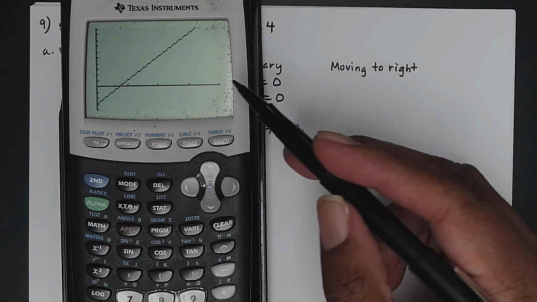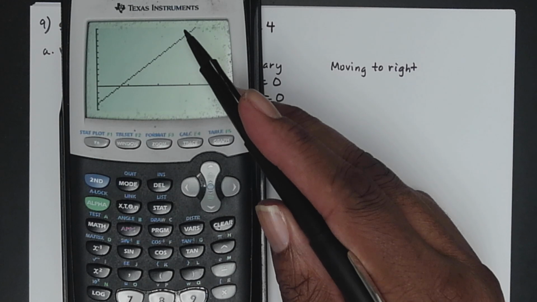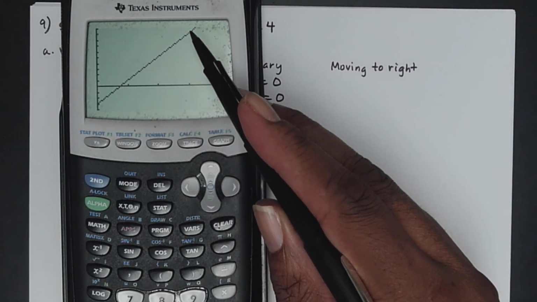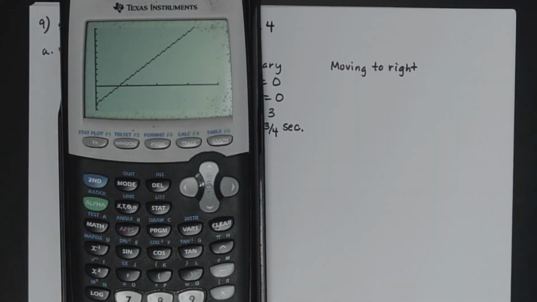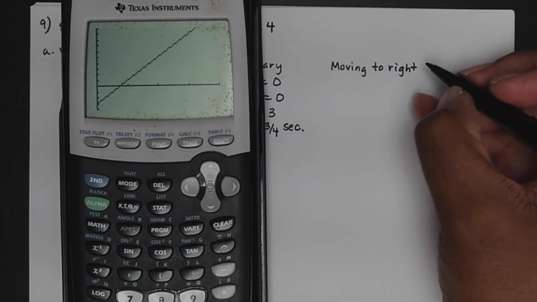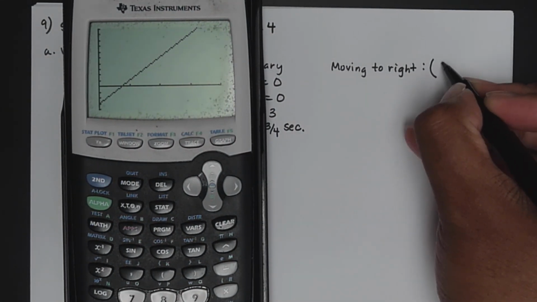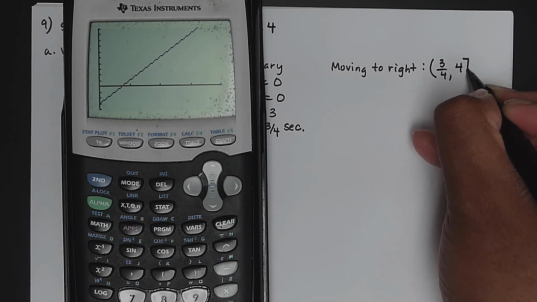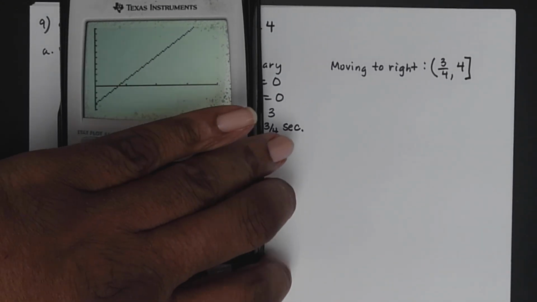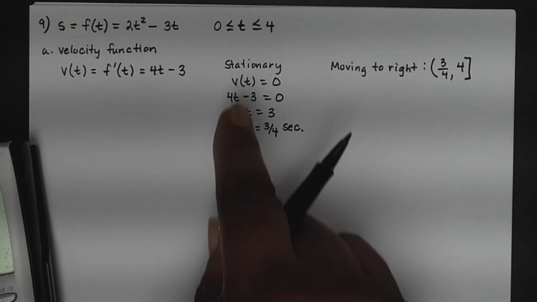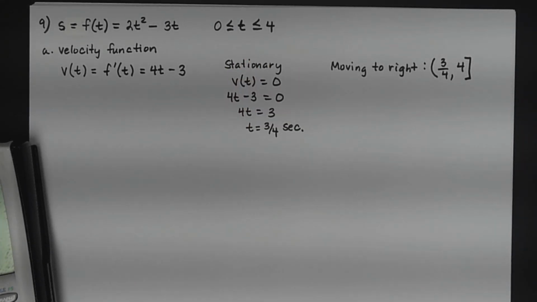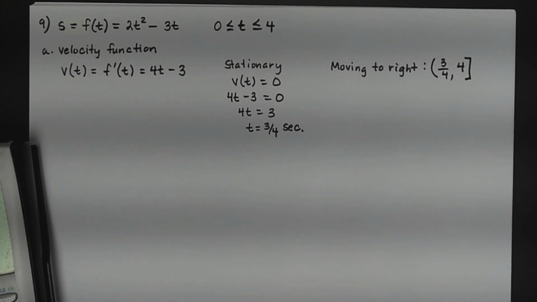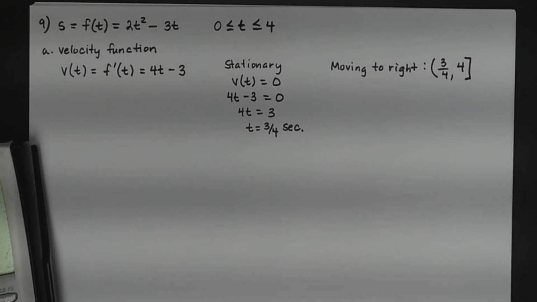Now, in this case, if it's moving to the right, it's got to be above the x-axis. So here's 3/4 right here. Anything bigger than 3/4 has got to be above the x-axis, so it's moving to the right on this interval from 3/4 up to 4, because our restrictions are from 0 to 4. And we cannot include 3/4. That's why you see the parentheses there, because that's where the object is stationary.